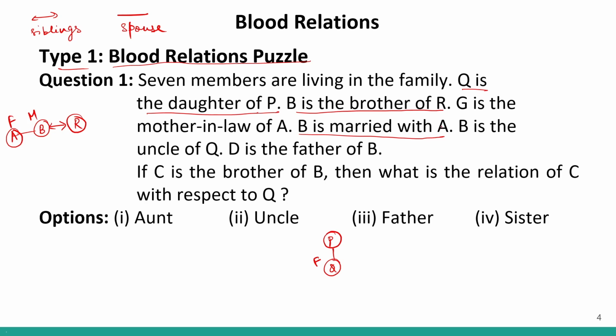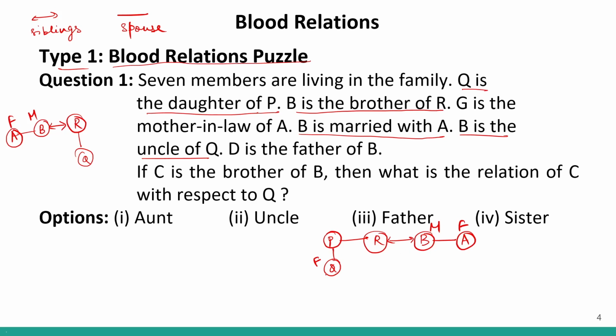B is married to A. It is given to us that B is the uncle of Q. That means R's child would be Q. R's child will be Q. B is the uncle of Q. So that means P has a spouse R. Okay. P has a spouse R. R has a sibling B, which is male. B is married to A, which is female. Okay. Gender of P and R are unknown.